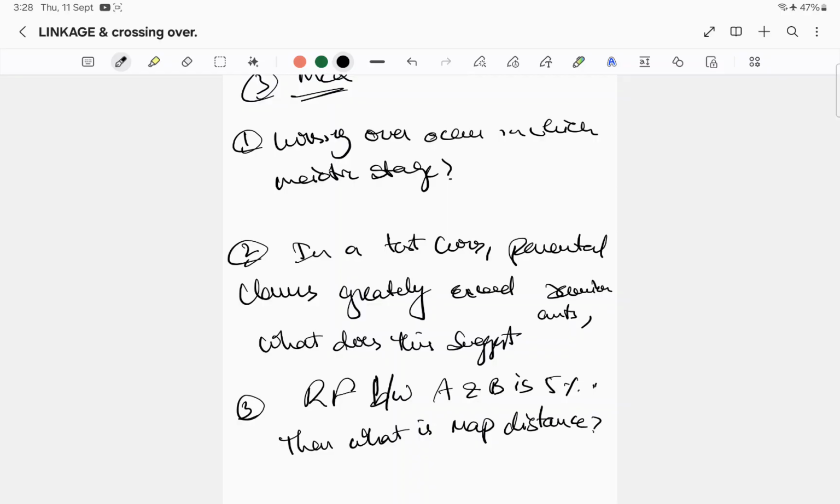Here are the three questions. Just pause the video and think. Now I'm going to say the answer. First question: crossing over occurs in which stage of meiosis? The answer is prophase one, right? In prophase one, chiasma formation will take place and the tetrad will be present. This tetrad is observed in the diplotene state. But crossing over occurs in prophase one, right?